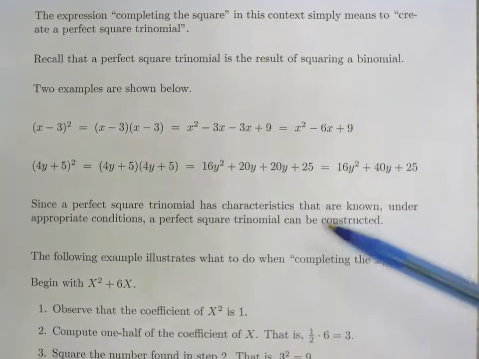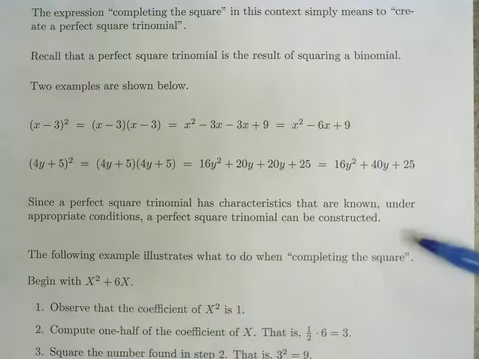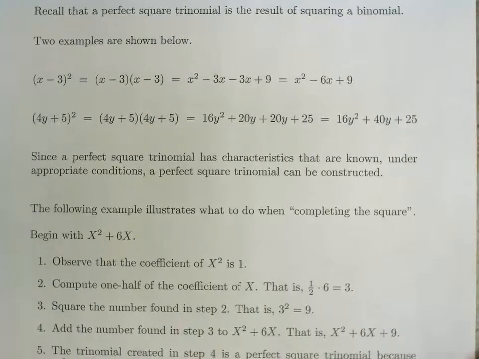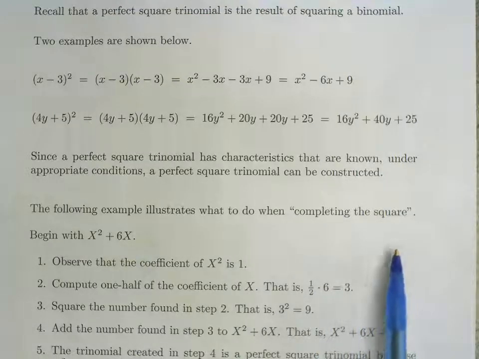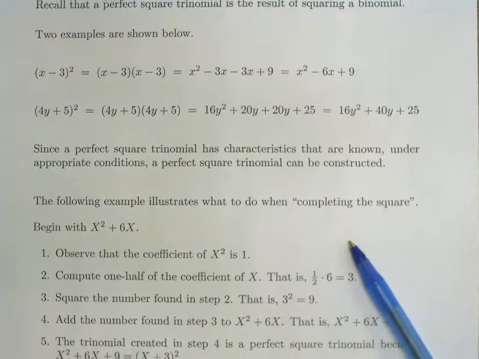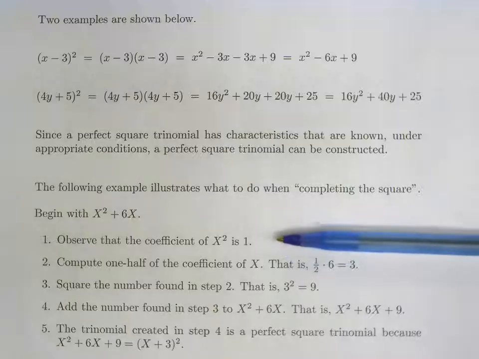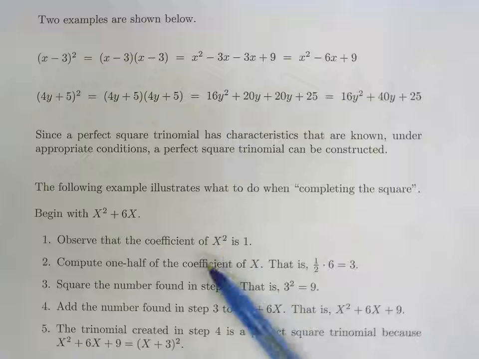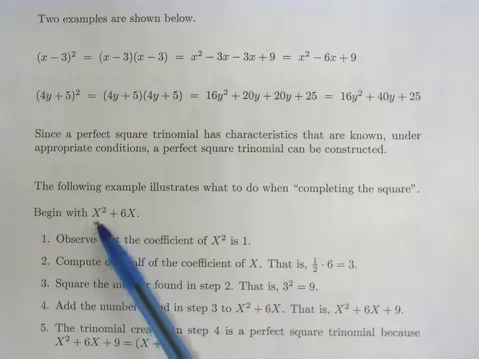Since a perfect square trinomial has characteristics that are known, under appropriate conditions, a perfect square trinomial can be constructed. So I'll do the following example that illustrates what to do when completing the square. As I mentioned before, completing the square is synonymous with creating a perfect square trinomial. So if we begin with x to the second plus 6x, then what we're concerned with is the case when the coefficient of x squared is 1. So we observe that we have a coefficient of 1 on the x squared term.